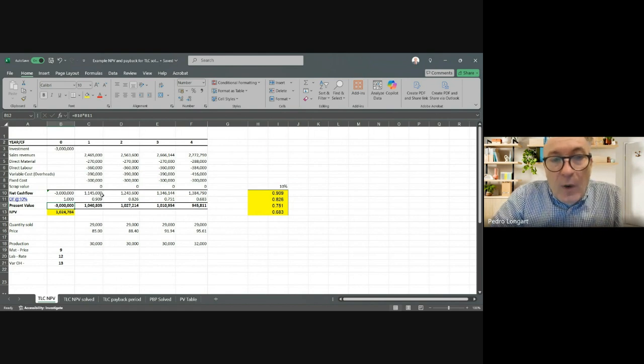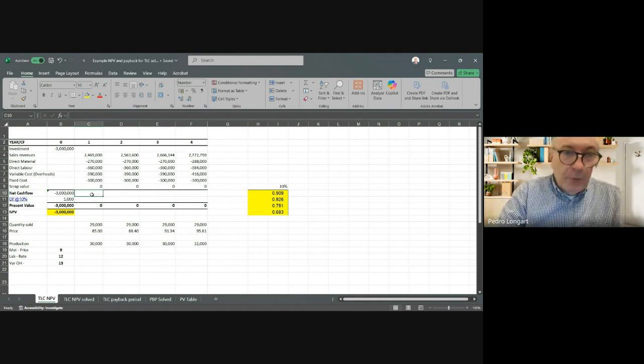However, after year 1, it's not going to be 1145. It's going to be less because of the time value of money. I need to multiply by the discount factor, which is 0.909, and it's going to give me 1,045. If you want to see how I did it, it's simply this value, 1145, which is adding all these values here.